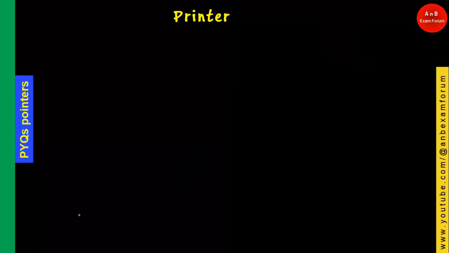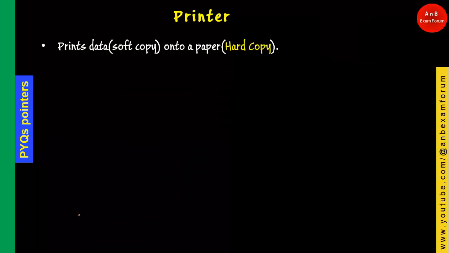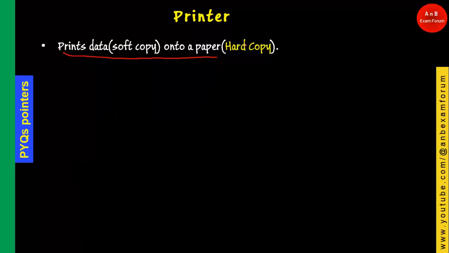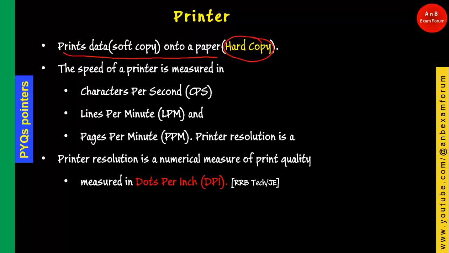Coming to the next important output device, the printer. The printer is the opposite of a monitor, which prints the data, that is the soft copy, onto paper, that is the hard copy. So the output of the printer is generally a hard copy because it is printed on paper. And these are the speeds of printers. Sometimes they can ask you: characters per second, CPS, lines per minute, LPM, and pages per minute, PPM.